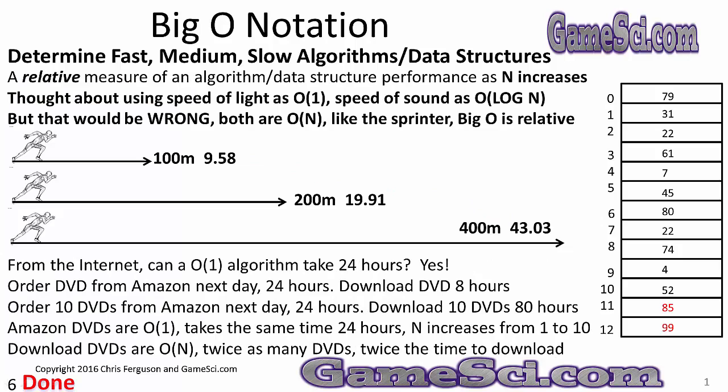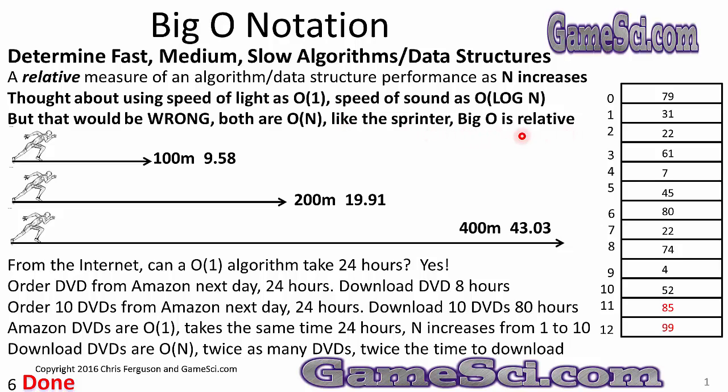I'm going to wrap this up by reiterating that Big O is a relative measure of an algorithm or data structure's performance as n increases. I thought about using the speed of light as an order of 1 algorithm and the speed of sound as an order of log n algorithm, but that would be wrong. Both the speed of light and the speed of sound are order of n, just like the sprinter is.